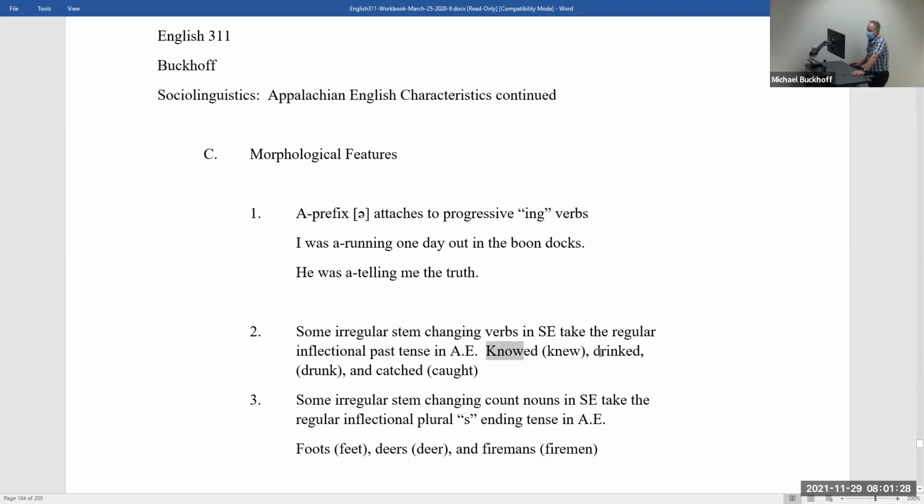Knowed, drinked, drunk, and catched. So this, and keep in mind, I grew up in Mississippi, right? Now, my parents did not grow up in Mississippi. That's the difference, right? My parents are from New York and Connecticut. My dad got a job in Texas as a plant manager of a furniture company. Eventually, he got promoted, moved to Tupelo, Mississippi.